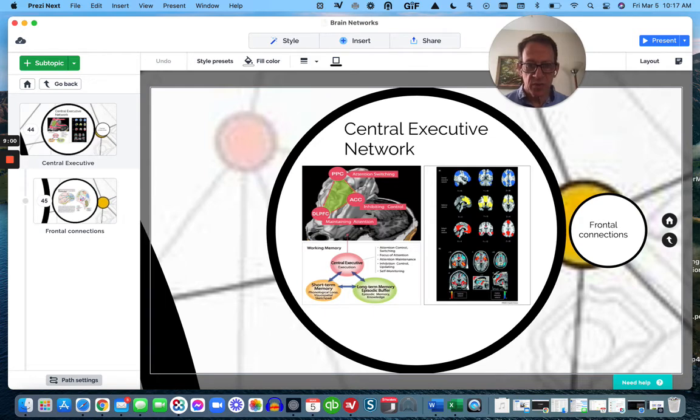Central executive network we've talked about, but again, connecting the attention switching of the parietal cortex, inhibitory control of the anterior cingulate gyrus, and the attentional network of the dorsolateral prefrontal cortex, in addition to its control over executive functions, including working memory. And we've talked about those other executive functions, such as self-monitoring, inhibition, control, updating information, attention, etc.